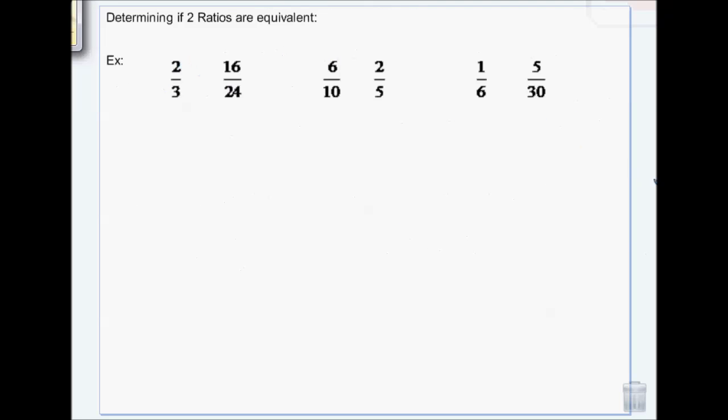What we have is we look at this. To turn a 2 into a 16, I multiply by 8. To turn a 3 into a 24, I also multiply by 8. If these two numbers match, this is a proportion. And I can say these two things are equal.